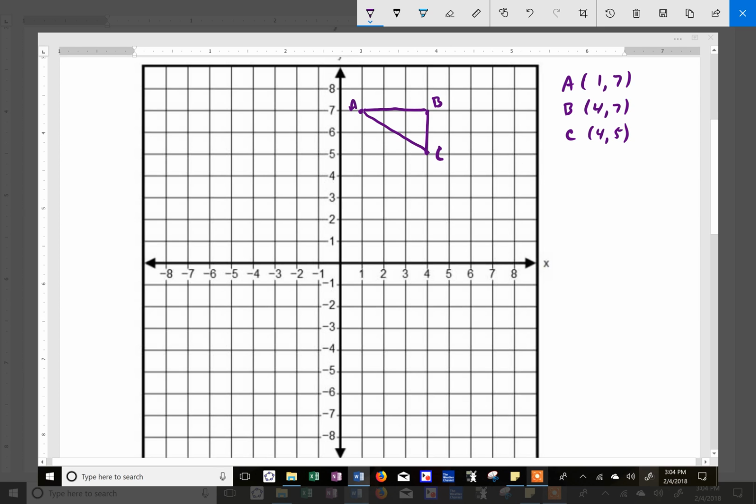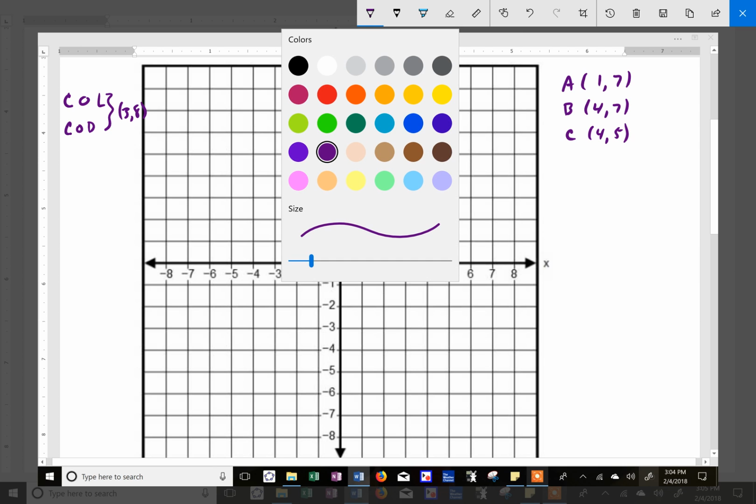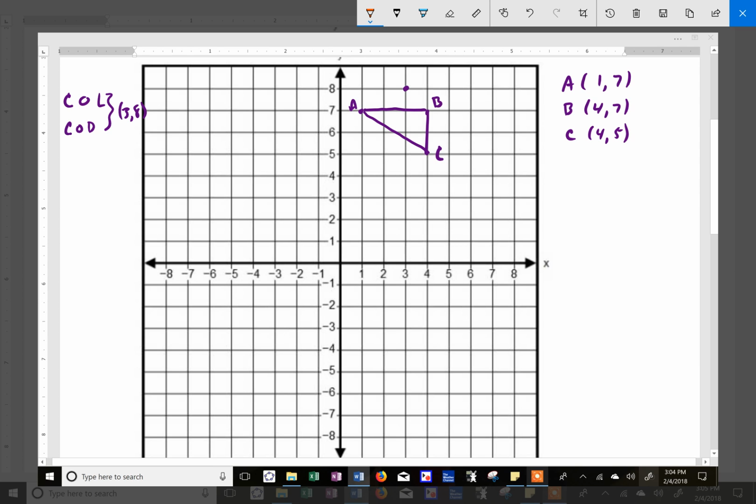I'm going to pick a center of enlargement. And my center of enlargement is going to be right here. And so my center of enlargement, or the center of dilation, either way, is going to be at the point 3, 8. And so what I'm going to do is I'm going to dilate my figure ABC by the scale factor of 2.